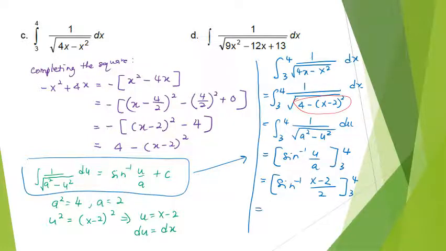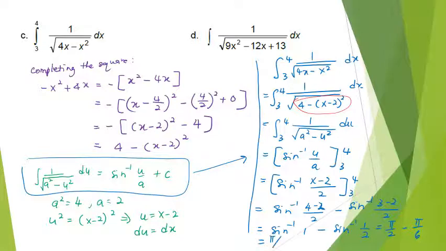Okay, so substitute balik u dengan a, sin inverse x minus 2 over 2 from 3 to 4. Okay, so substitute the value of x tu, so that sin inverse 4 minus 2 over 2 minus sin inverse 3 minus 2 over 2. Okay, then we get sine inverse 1 minus sine inverse 1 over 2. Okay, so the answer is equal to pi over 2 minus pi over 6. So the answer is pi over 3. Okay, right?